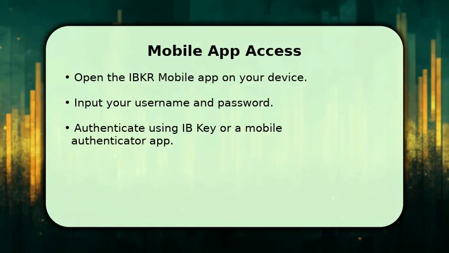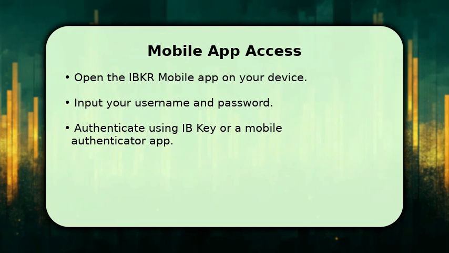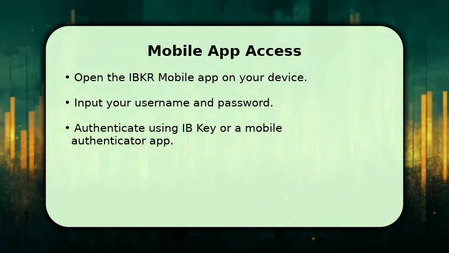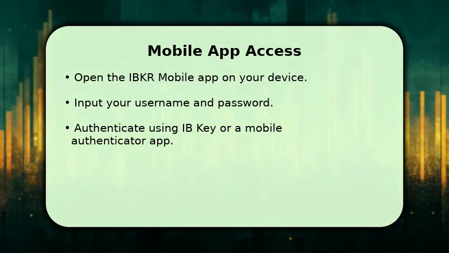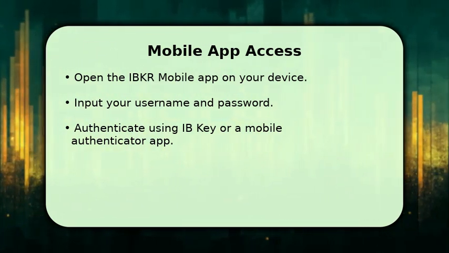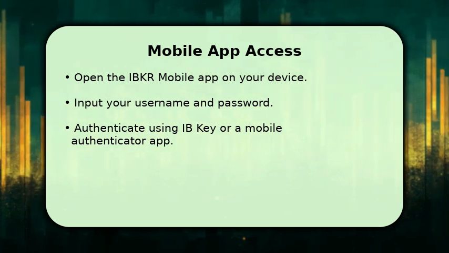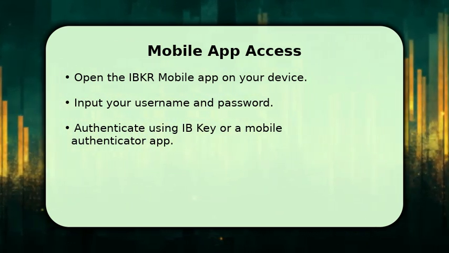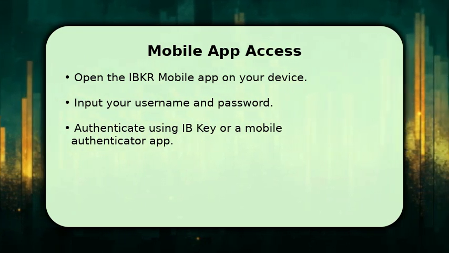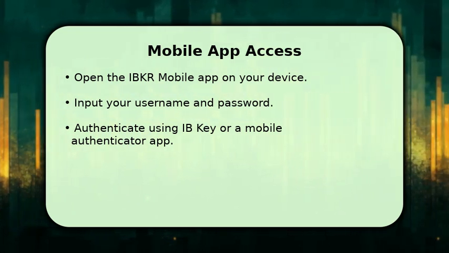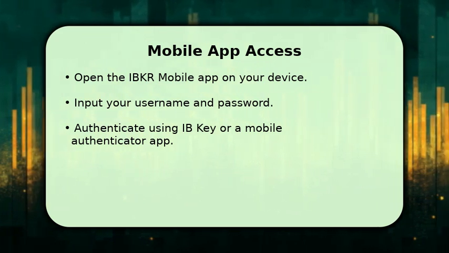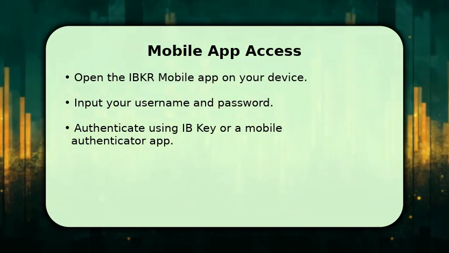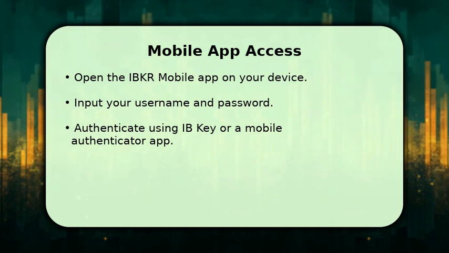For mobile access, simply open the IBKR mobile app on your smartphone or tablet. You will then enter your username and password. The app often integrates IB key authentication, which provides a convenient and secure two-factor authentication method, sometimes using a PIN code or fingerprint. This allows you to securely access your account and manage your investments on the go.